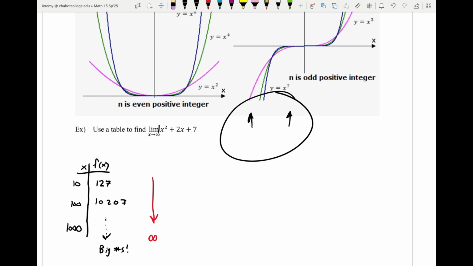So since I'm looking at the limit as x goes to infinity, that's just saying, what's the end behavior on the right-hand side? I could see that it goes to positive infinity. Okay, so the limit as x approaches infinity of x squared plus 2x plus 7 is equal to infinity, positive infinity.